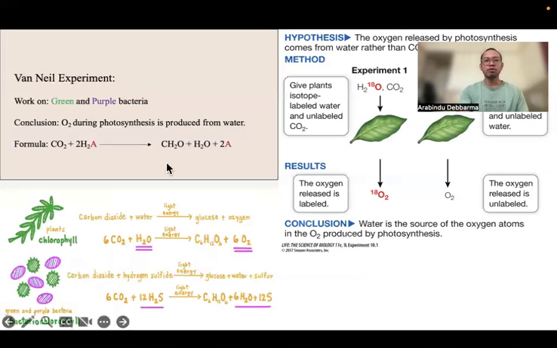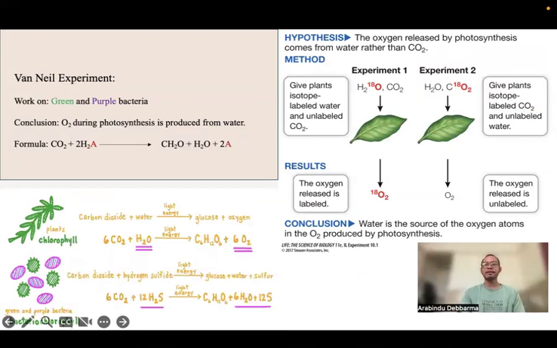Next, another scientist's experiment, the Van Niel experiment. In this experiment, he tried to prove that the oxygen produced during photosynthesis is not from the carbon dioxide but from the water. So we know carbon dioxide has two atoms of oxygen in it, and water has a single atom of oxygen in it. So during photosynthesis, the oxygen in the carbon dioxide is not split to make the oxygen, but it is the oxygen present in the water that is split from hydrogen, and the oxygen is released.